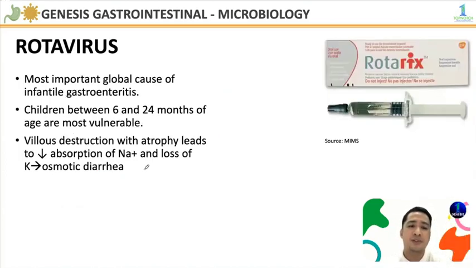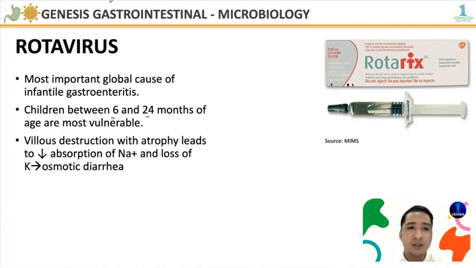Next is rotavirus. Rotavirus is the most common cause of severe childhood diarrhea and diarrhea-related deaths in the world. Again, rotavirus is the most important global cause of infantile gastroenteritis, and commonly it affects children between 6 months and 24 months of age. So primarily, the main protection for children within the first 6 months of life is through the antibodies provided by breast milk. And after 2 years of age, most likely it is linked to previous infection with rotavirus.